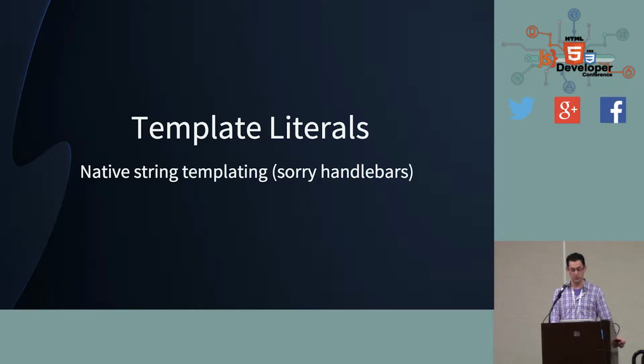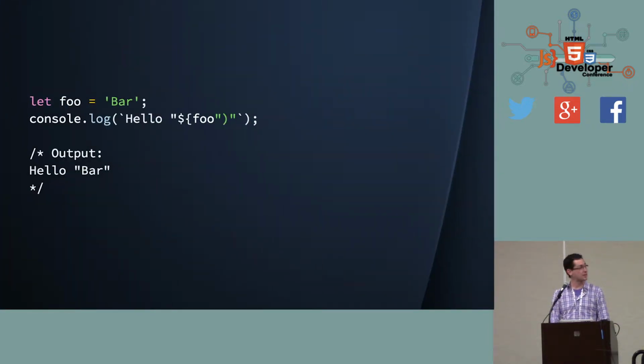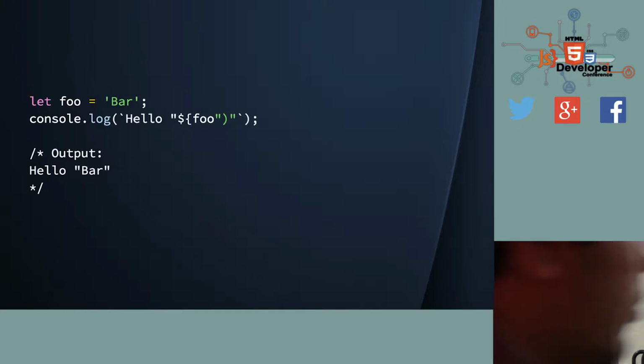Next up is template literals. We're actually getting native string templating inside of JavaScript itself. This is similar to templating in PHP and, sorry, Handlebars. And it basically looks like this. Here we use the backtick character to signify that this is a template string, not just a regular string. And with that, you can then use the $ followed by curly braces, and whatever is inside of that will be evaluated as JavaScript. So in this example, we create a variable foo. We give it the value of bar. And then we inject that into the string. And of course, we get hello bar.